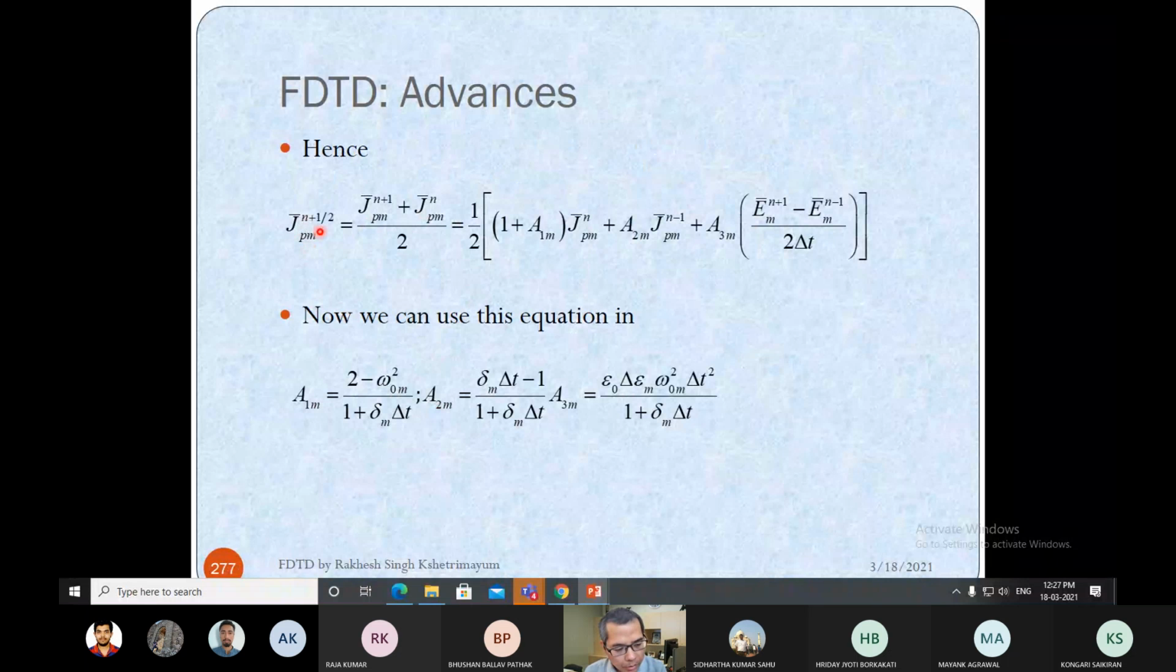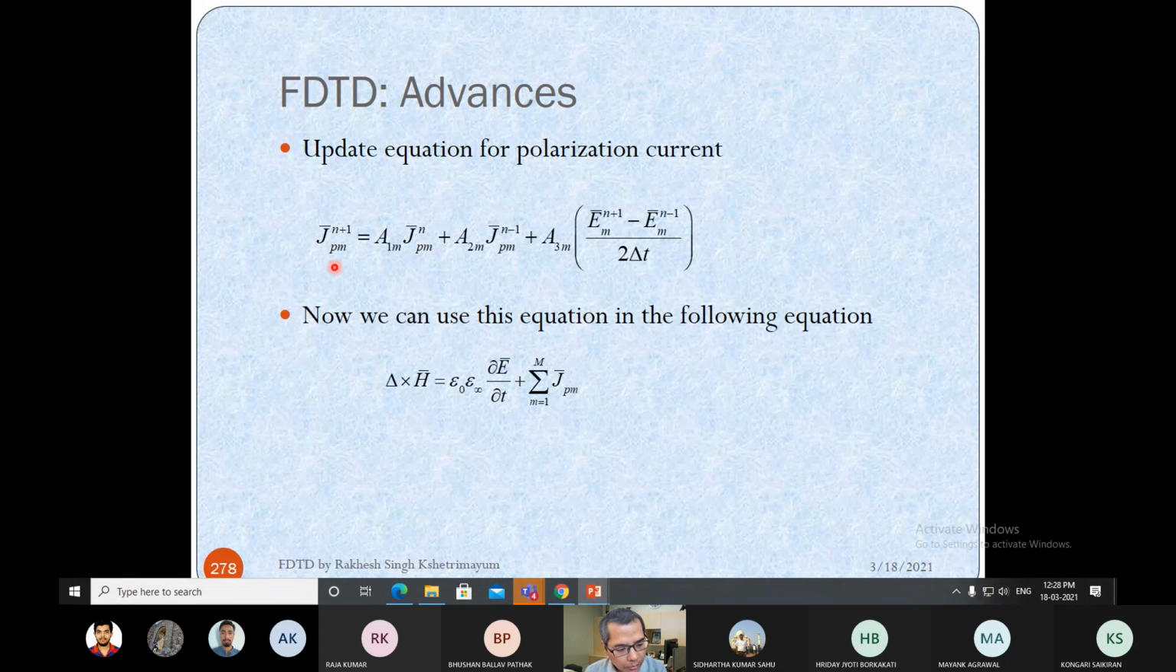If you want to find JPM at n plus half, you just find JPM at n plus 1 plus JPM at n, divided by 2. So from the previous relation, you can find JPM at n plus half. And here we have started using new notations A1M, A2M, and A3M. A1M is this, A2M is this, A3M is this. These are material dependent parameters. So finally, if you want to find JPM at n plus 1, you need to know this constant A1M JPM at n plus A2M JPM at n minus 1 plus A3M, then EM at n plus 1 minus EM at n minus 1 divided by 2 delta t.